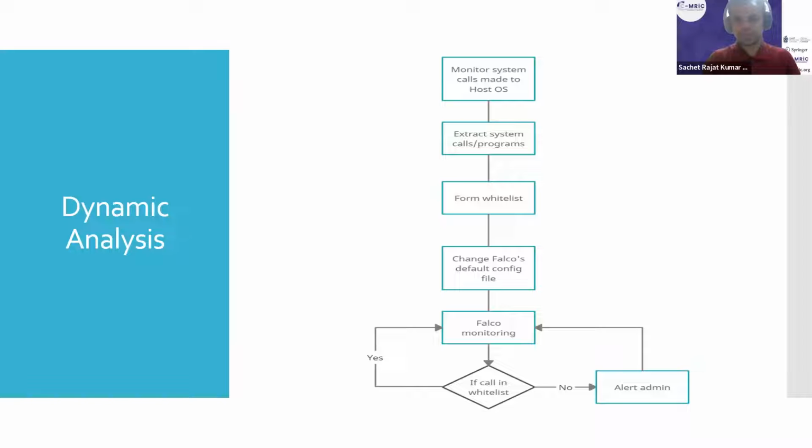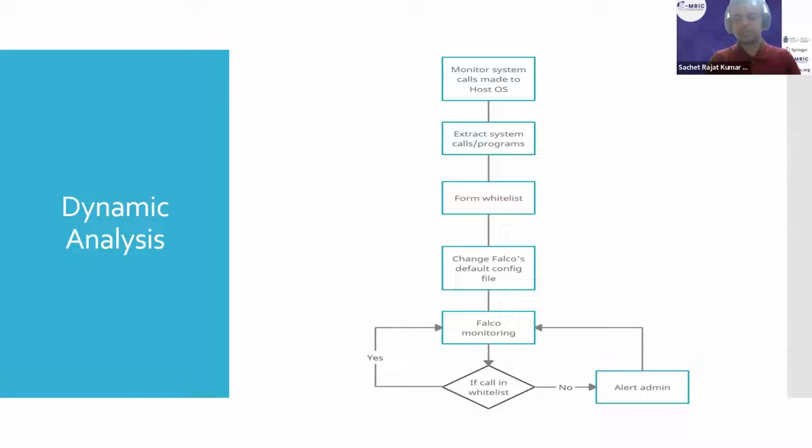Coming to the first step, we monitor the system calls that are being made to the host OS. We do this using Sysdig, as mentioned in the second slide. Once the monitoring begins, we see the kind of system calls and programs that are being executed, that are being told to the host OS to perform, and so on. So we extract all of these and we form a whitelist. How this works is, now that we know what the containers are supposed to do, in the test environment we do exactly those things that the container is meant to do.